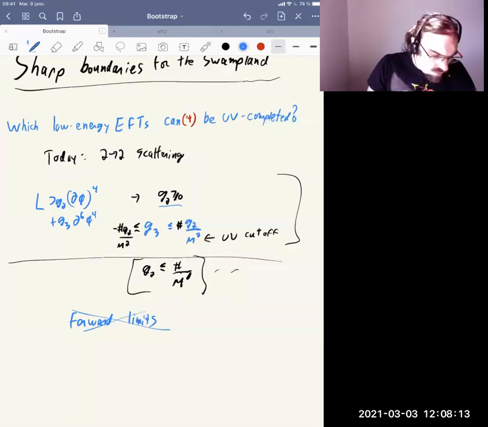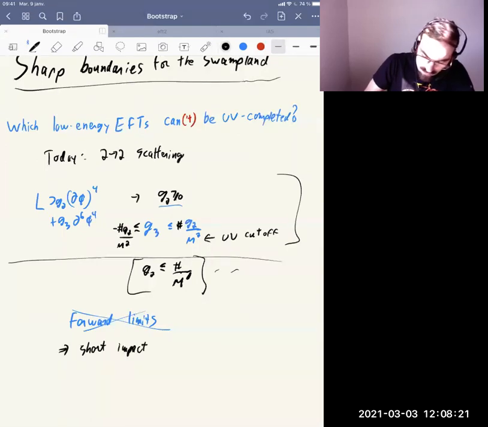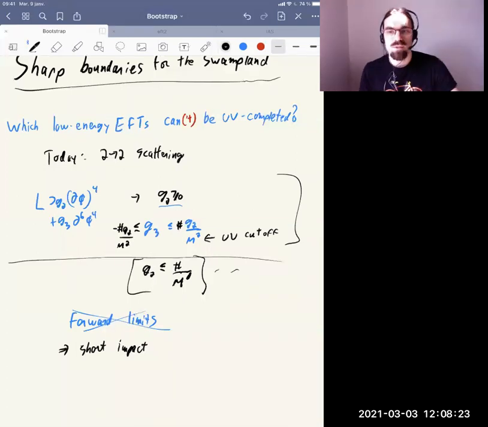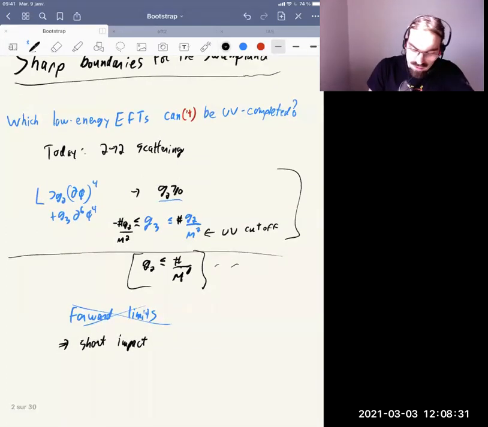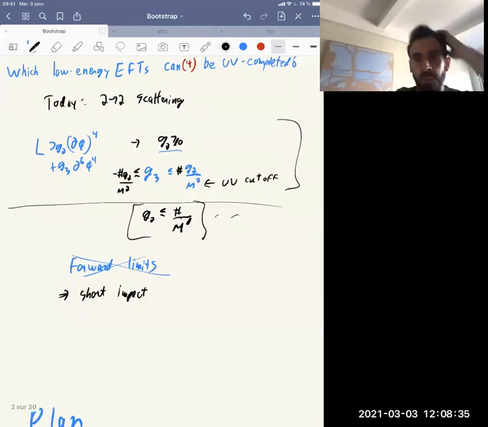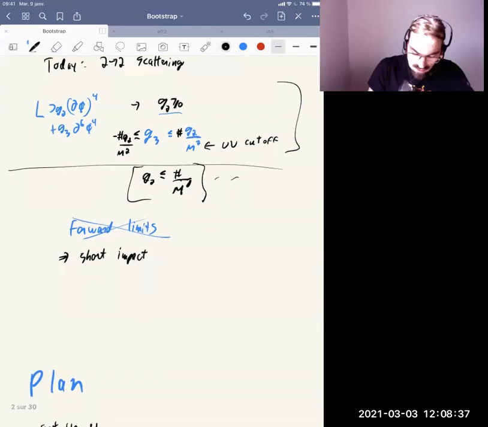And instead, we'll be localizing to short impact parameter. So that's the main new thing we'll introduce today. That's going to allow us to put the value of G Newton into these equations. Okay, I'll explain why it's non-trivial.